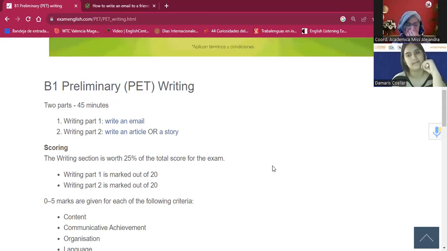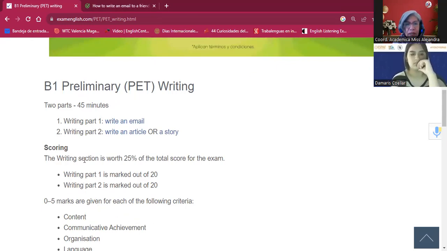Sometimes, and that's why we usually work with, in class, an essay. In this case, they only talk about writing an article or a story, and an essay is sometimes added. So you have to be ready to write either of them.